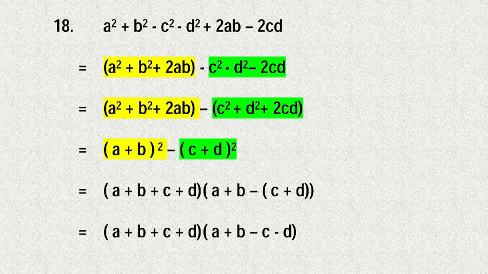Now we have the equation in the standard form, a square minus b square. Value of a is a plus b, value of b is c plus d. Now expand the identity, a plus b, that is a plus b plus c plus d into a minus b, a plus b minus of c plus d. That results as a plus b plus c plus d into a plus b minus c minus d.